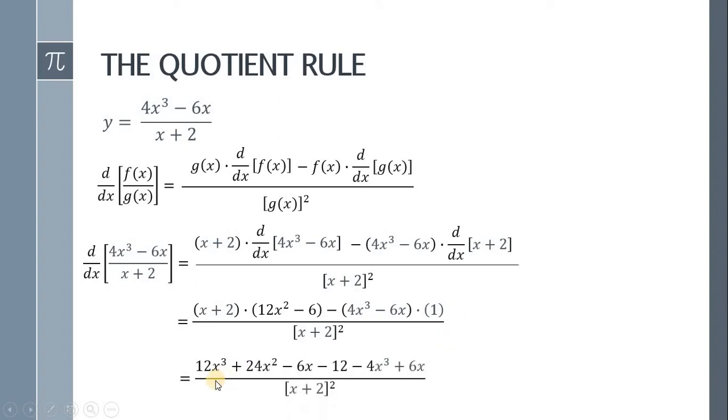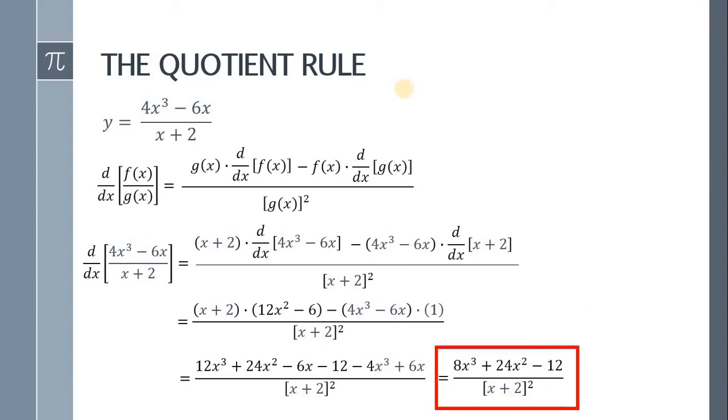So, this becomes 12x cubed plus 24x squared minus 6x minus 12 minus 4x cubed plus 6x all over x plus 2 raised to 2. Now, combine similar terms, we get 8x cubed plus 24x squared minus 12 all over x plus 2 raised to 2. And we're done. Therefore, ito yung derivative ng ating function na 4x cubed minus 6x all over x plus 2. Also, ito yung ating slope ng ating function at any point that we want.